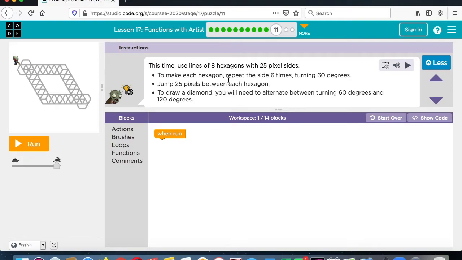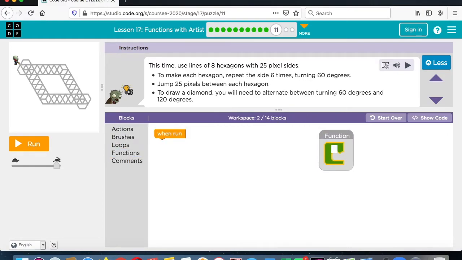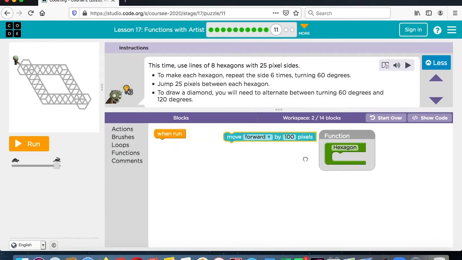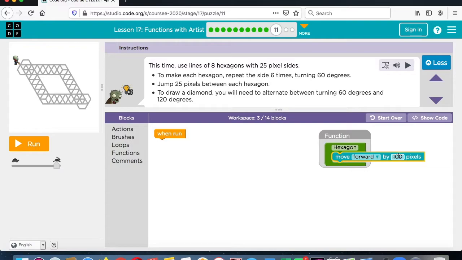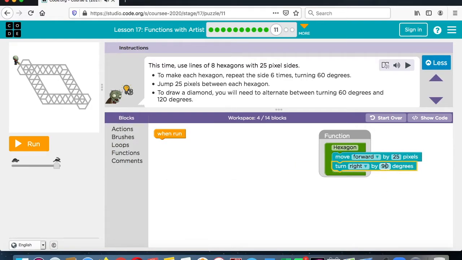First thing we have to do is we have to say how we're going to make a hexagon. Okay, so function hexagon. So how do you make a hexagon? Well, a hexagon is 6 sides. So it's going to be move forward, and they tell us it's 25. And the turn is 60 degrees. So it's actually turn right by 60 degrees. And it's 6 sides, so you're going to repeat loop 6 times.